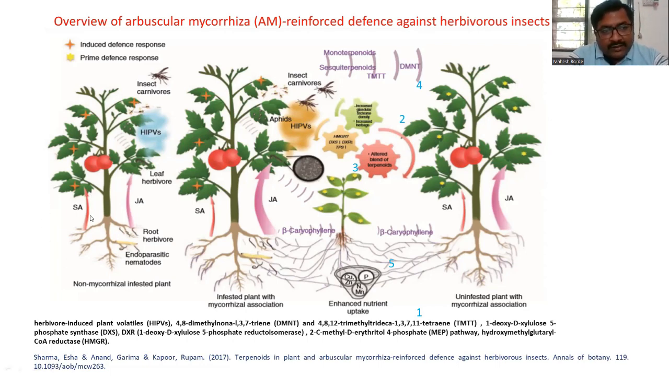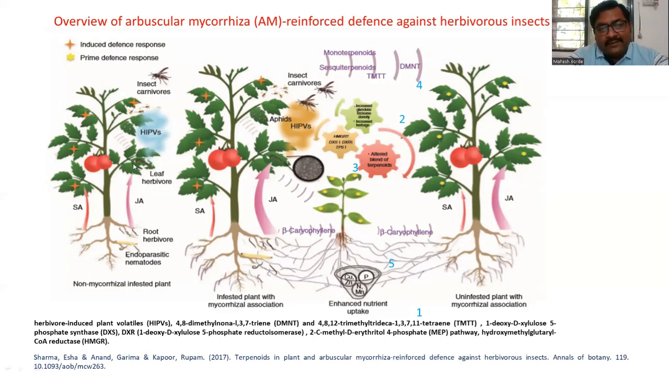Mostly, there are two interactions, below ground level interaction and above ground level interaction. In below ground level interaction, some root herbivores are infesting the root. At the same time, some endoparasite nematodes, especially entomopathogenic nematodes, are attracted and mostly involved in trapping the root herbivore. At the same time, the hormone-mediated defensive response, especially salicylic acid and jasmonic acid, will be triggered all over the plant.